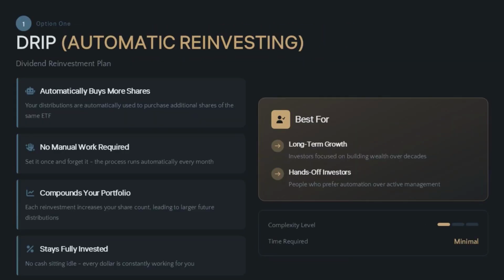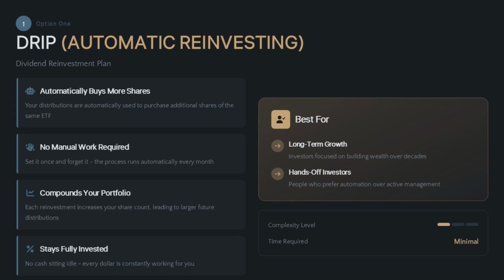And if you are open to reinvesting all of it, one of the things that you can set up in your portfolio automatically with your bank or broker is DRIP. All right, so it's a dividend reinvestment plan. It automatically buys more shares for you when enough has been earned from your distributions for that same ETF of yours. So your distributions are automatically used to purchase additional shares of the same ETF. No manual work required. You set it once and forget it. The process runs automatically every single month and it compounds your portfolio.